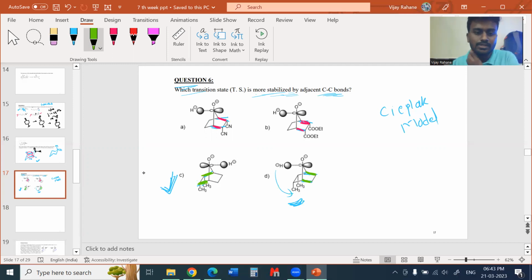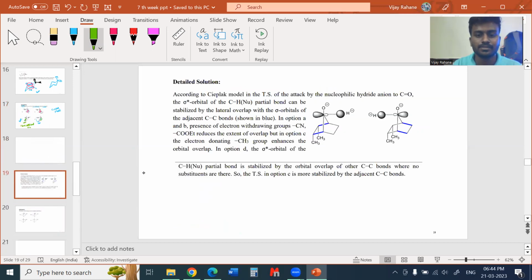So this is why, because of these methyl groups, this one is the more stabilized. Mention state. Here the explanation, you can read here also. See, here they have given this stabilization, right?